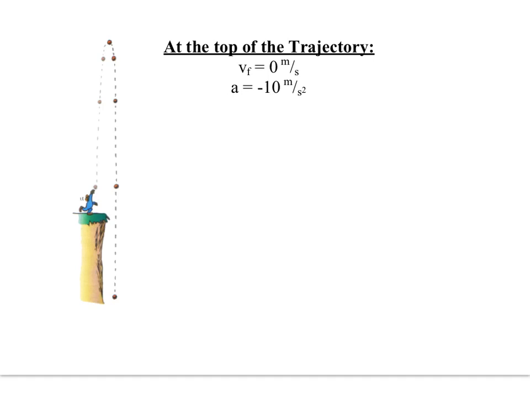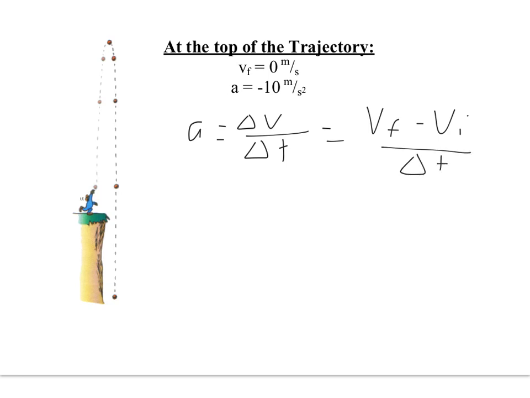Since I know a little something about the instantaneous velocity at the top of this projectile path, and I know something about the acceleration, I'll write down the formula for acceleration: a is equal to the change in velocity with respect to the change in time. Expanding that out a little, we get v final minus v initial divided by my change in time. The nice part about these kinds of problems is that the final velocity at the very top of the projectile path goes to zero.